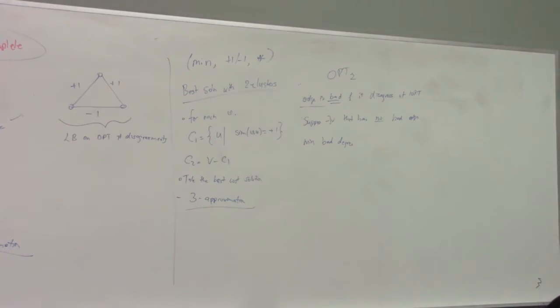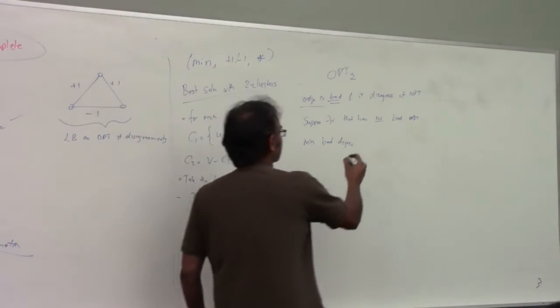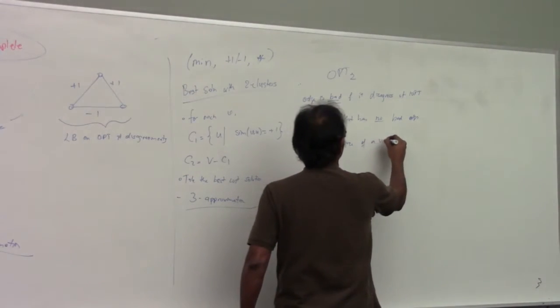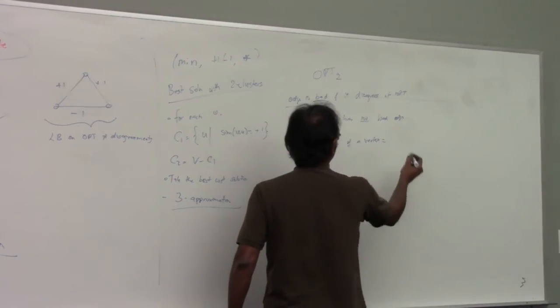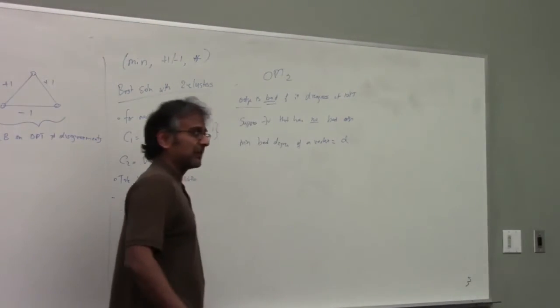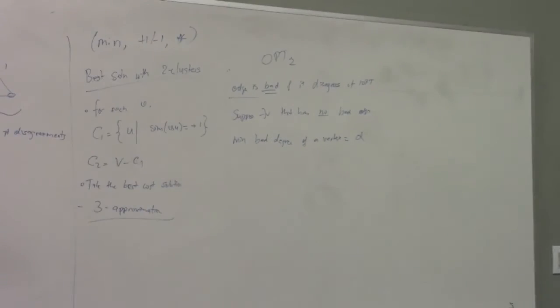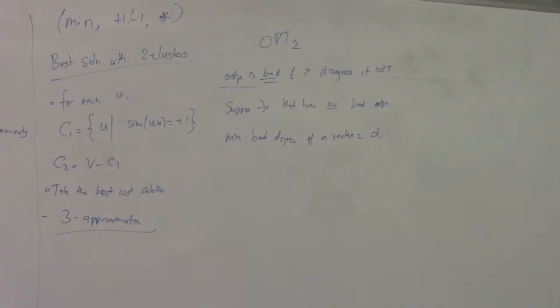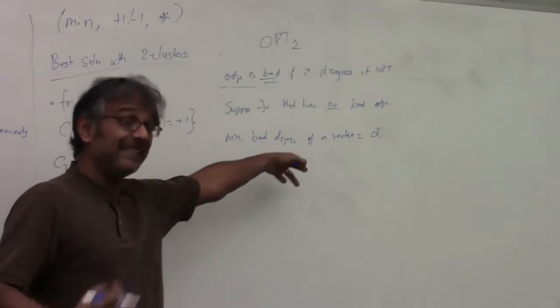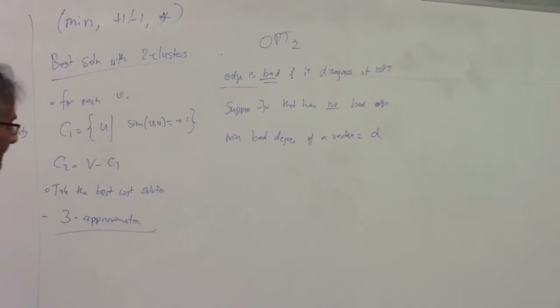The min bad degree of a vertex is equal to B, let's say. So that means every vertex has some bad edges going on it. And of all of them, the one which has the fewest bad edges going on it has B bad edges going on it. Okay?